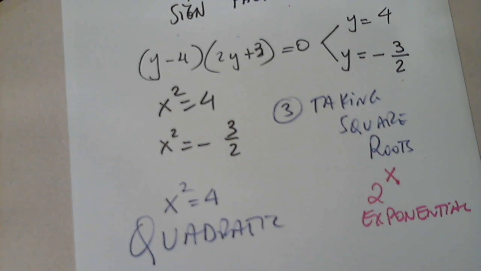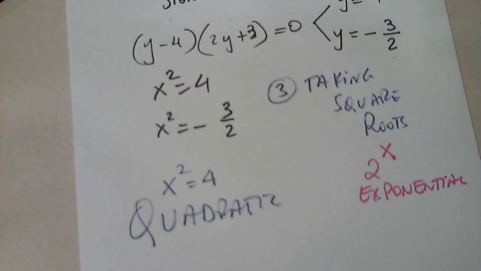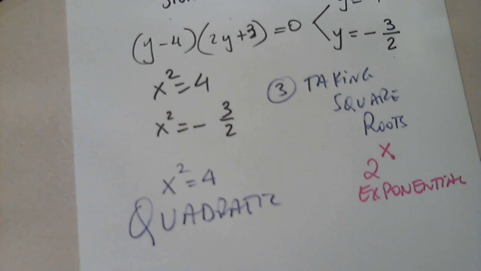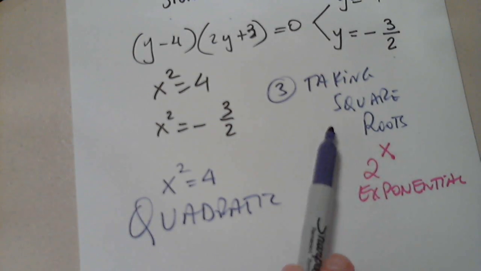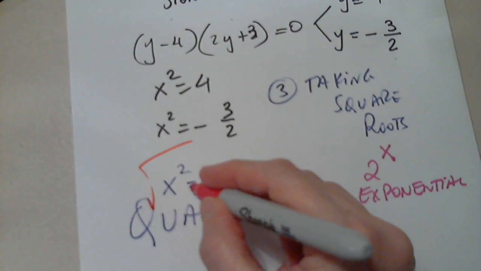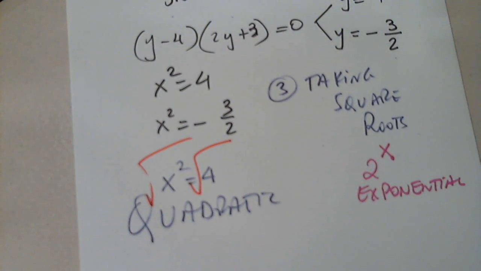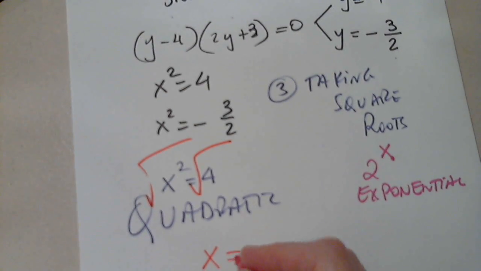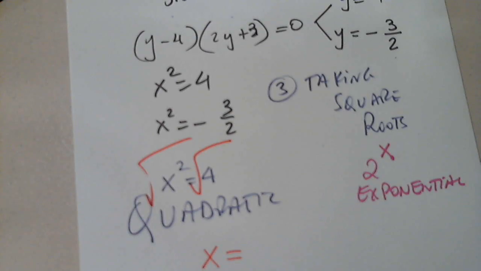Good. So how many solutions do I have to write? For sure, always, when I solve a quadratic. 2. Very good. We want to take square roots from both sides. So I'm going to apply the square root and apply the square root. Can anyone give us the solutions? Plus or minus 2. Thank you.